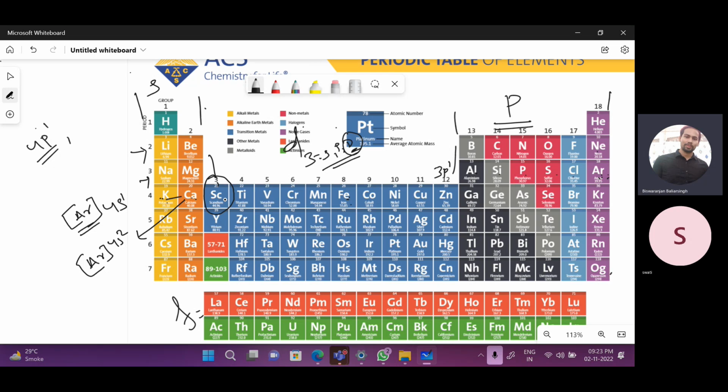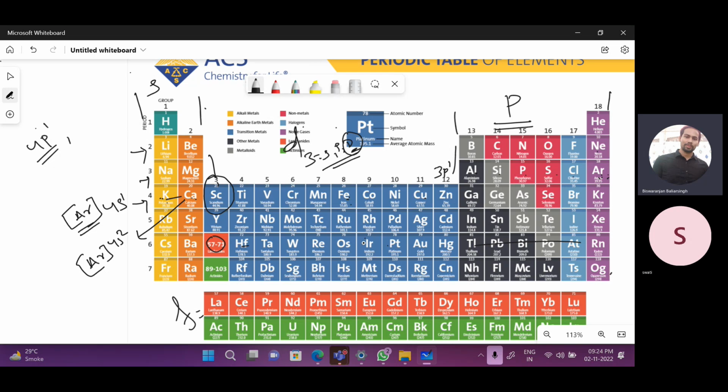Then 4s. Then the D comes, which will be of 3, 3d, then 4p, because it is of the 4th period of the periodic table. Then 5s, 4d, 5p. 6s, 4f, 5d, 6p. These are some techniques. So for anything in the periodic table, you have no need of remembering any electronic configuration. This is a shortcut. You just remember this periodic table.